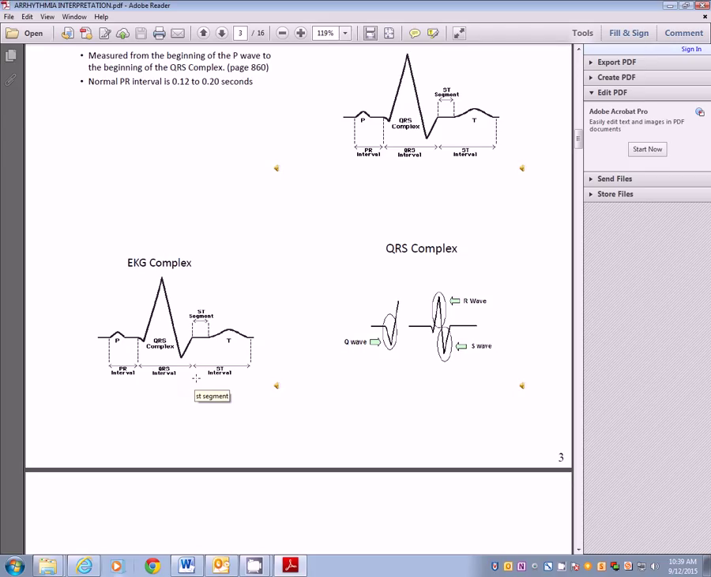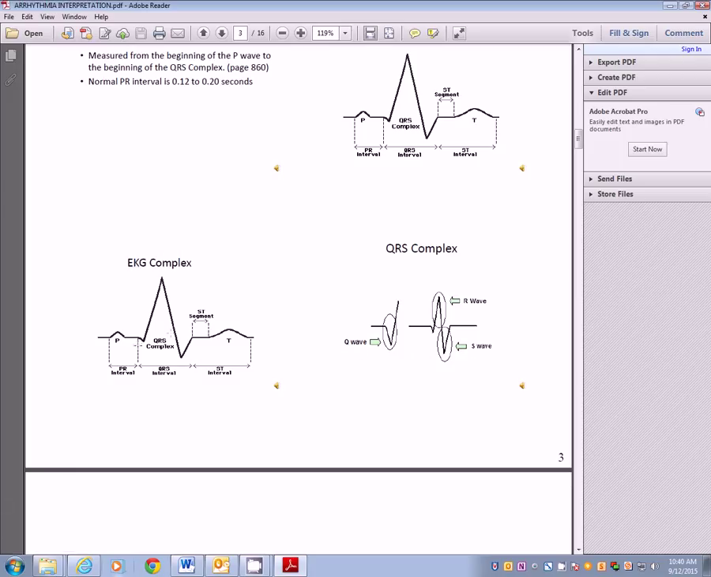So when you're looking at the complex here, the tracing recorded from the electrical activity of the heart, when we're looking at the QRS, it's going to be from where the beginning of the Q starts till the end of the S, okay? So what makes up the PQRST? Well, it's from here to here to here to here, everything in dark. And you'll see there's part of the S as it's getting to go into the T segment.